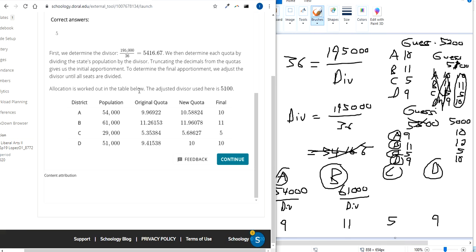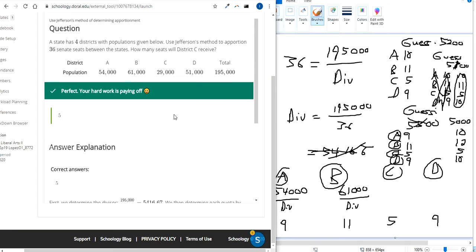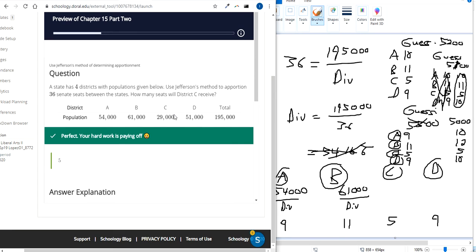They adjusted the divisor, and yeah, they ended up using the same one as we did. You don't even have to use 5,100. You just have to keep adjusting that divisor until you get all the senators distributed. So obviously this isn't the best method, because there's a lot of guess and check involved. It works great for a computer, but doing it by hand takes a long time.